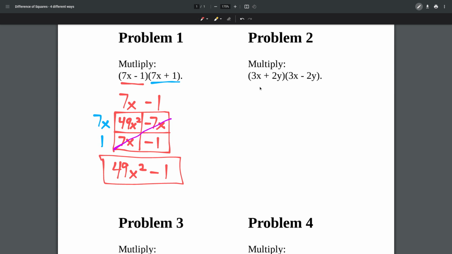All right, in our next one, we're going to use a different strategy called FOIL. And FOIL stands for first, outer, inner, and last. And it refers to the order of terms in the binomials and how we multiply them together. So we start off by multiplying the first term in each binomial. So in this case, 3x times 3x. That's going to give us 9x squared.